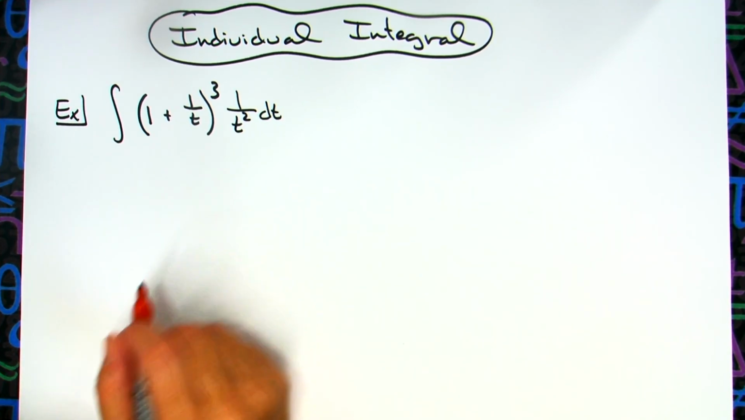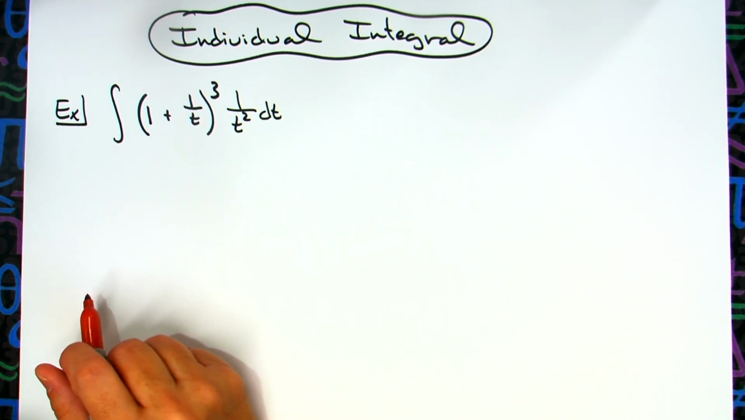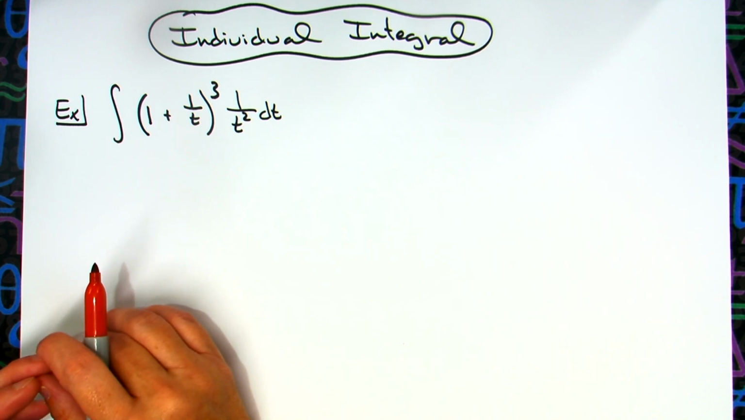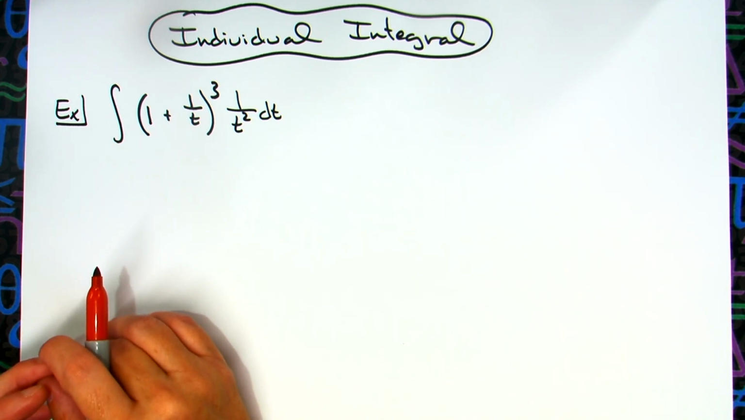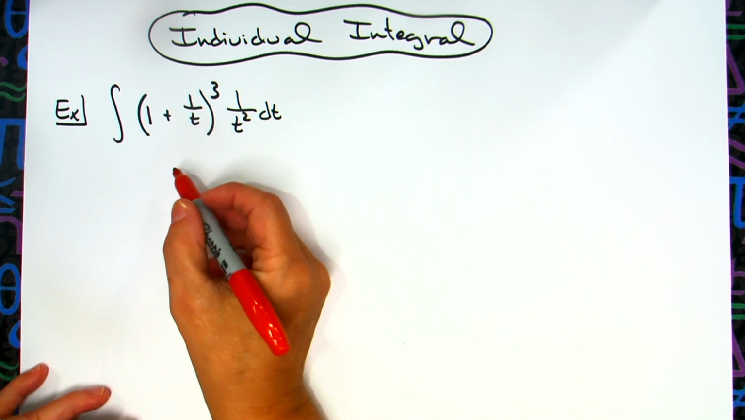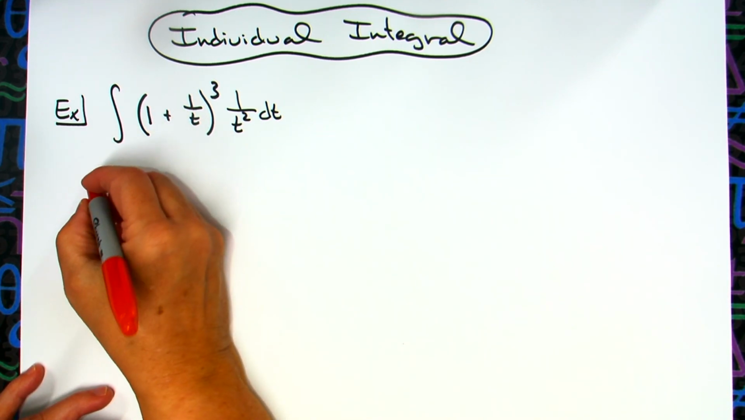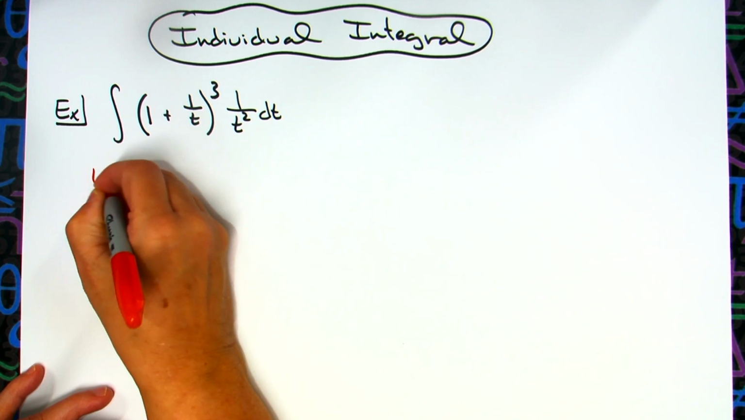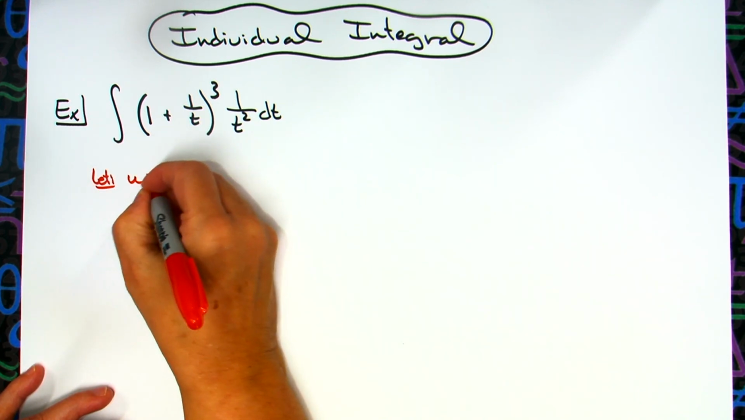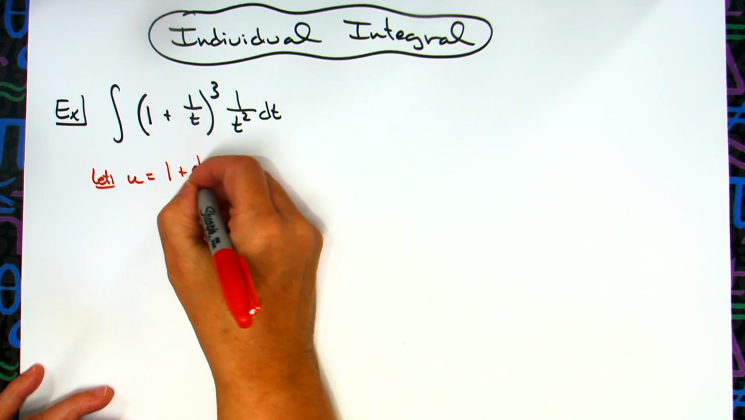In this video, we're going to take a look at an individual integral. It's going to just be a beginning u-substitution integral, which would probably be found in your typical Calc 1 class. All right, but what we're going to do is take this inside part of the function, and that's what we're going to let u be. So we're going to let u equal that 1 plus 1 over t.